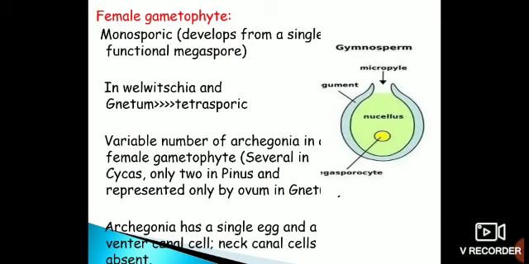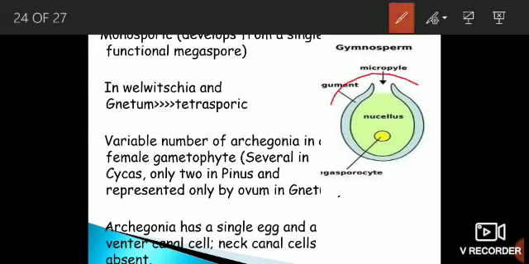Now the female gametophyte in gymnosperms, or you can see here, this is the female gametophyte. It is monosporic. That means it develops from a single functional megaspore. Let us first see what is the structure of ovule or megasporangium in gymnosperms. You have integuments, okay, and you have this diploid tissue which is known as nucellus. And one of the cells of the nucellus functions as megasporocyte or megaspore mother cell, okay.